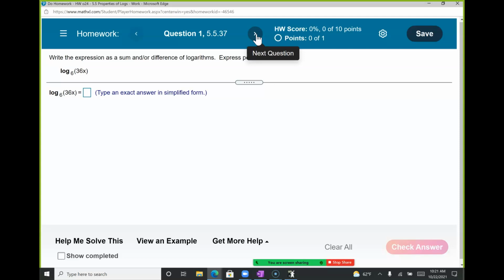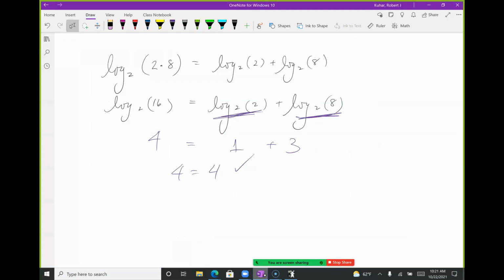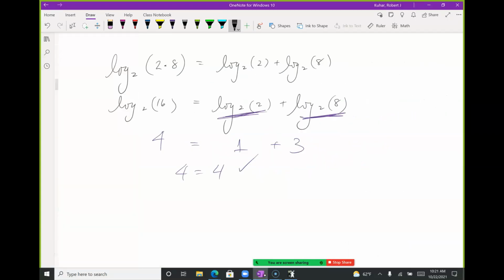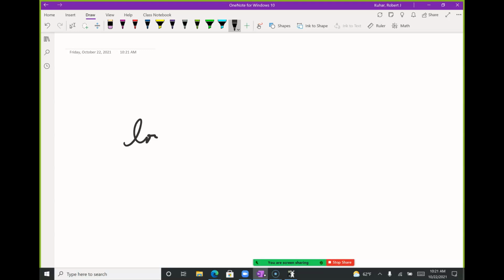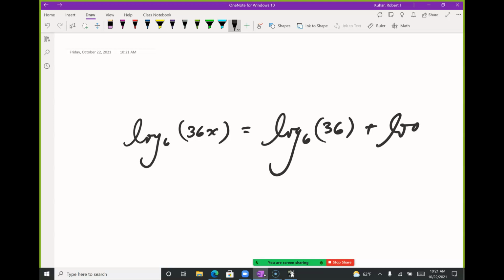So this is the very first problem. It's very simple, but obviously I'm multiplying 36 and x in the argument. So log base 6 of 36x. The homework says to use the properties to simplify this. Obviously I'm multiplying, so I'm going to split it into two logs. Then I want to see if I can simplify anything else. I do know what exponent makes 6 into 36, so I get 2 plus log base 6 of x.